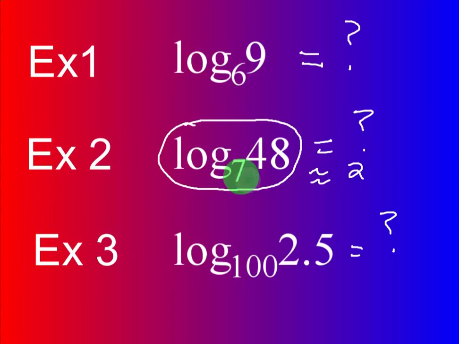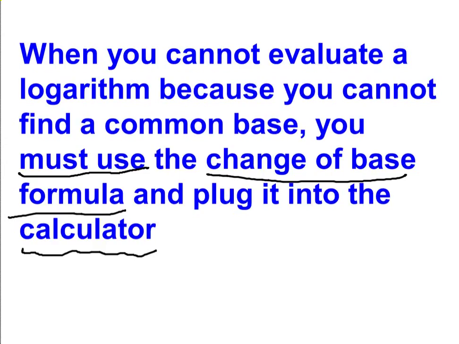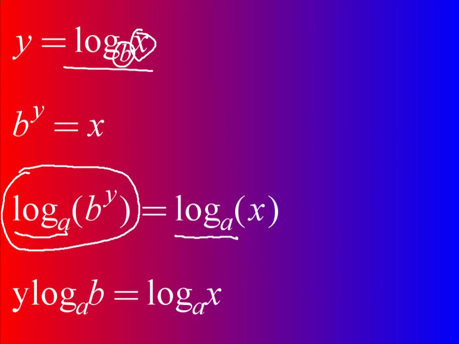7 to what power gives you 48? Well, it would be almost 2, right? But 7 squared is 49, so it'd be a little bit less than 2. Again, you can't do it by hand. So then it's when you do it with the calculator. This is where we use the change of base formula, and I'll show you how it works. When you cannot evaluate a logarithm by hand because you can't find a common base, you must use the change of base formula and plug into your calculator. So I will show you how to do that real quick.